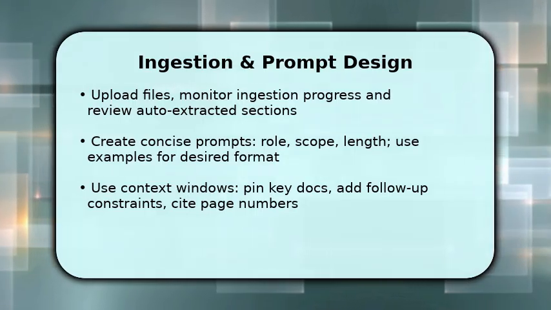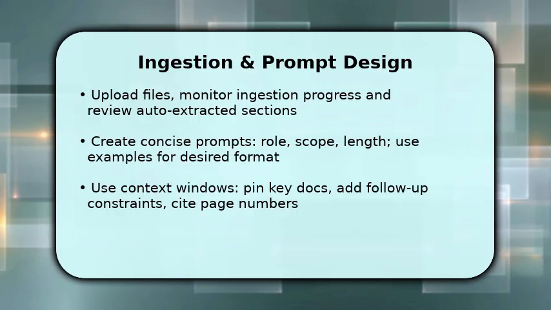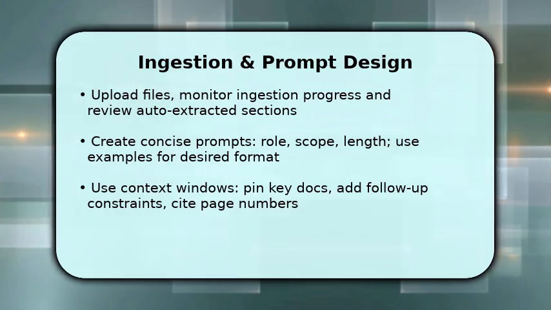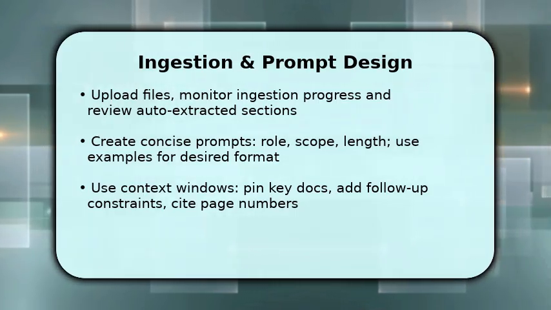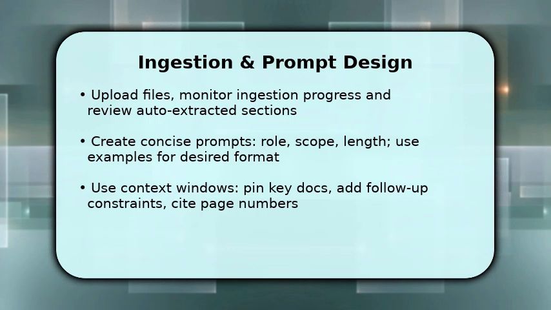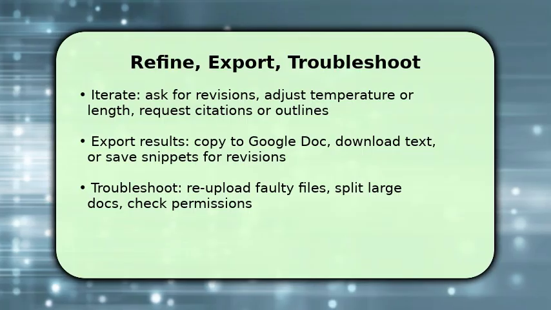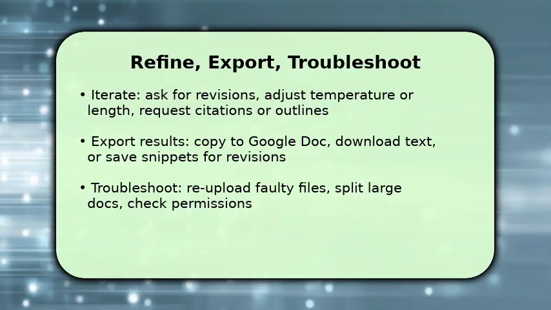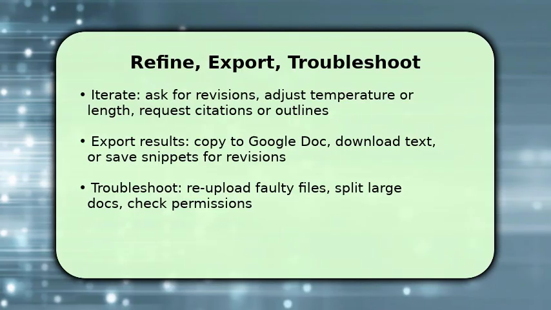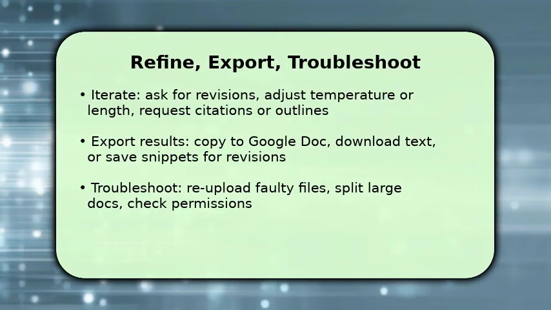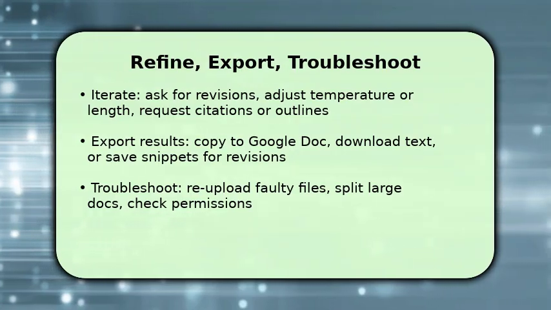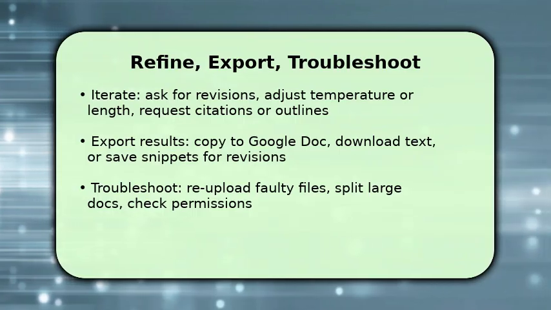Also pin critical documents and reference page numbers when you need precision, because NotebookLM uses those anchors to prioritize content during generation. You finalize by iterating on outputs. Request tighter summaries, longer explanations, or source-cited answers until the result matches your goal. When satisfied, export to a Google Doc, download text, or copy snippets into your workflow.